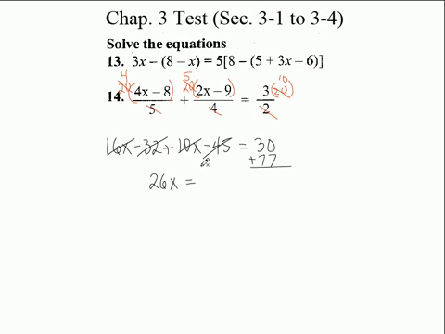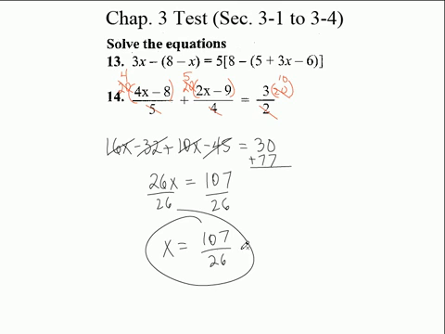Now, 30 plus 77 is 107. Solve for x, divide by 26. And I don't believe that reduces, so that's all you do. You just keep it 107 over 26. No reason to make it a decimal, no reason to make it a mixed number. Just keep it improper and you're good to go.